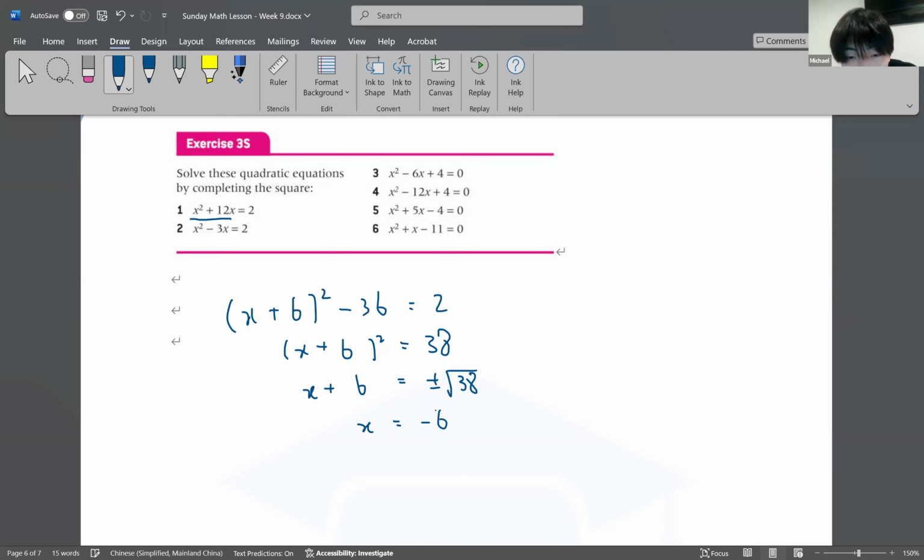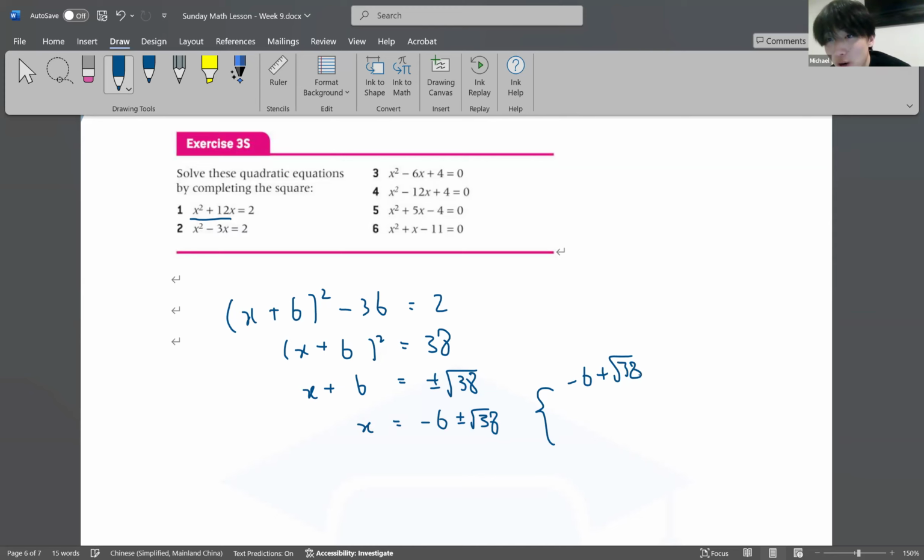We tend to write minus 6 in front of the plus or minus. This is a habit. We like to write the plus or minus after that, but it doesn't really matter. Even if you write minus 6 after plus minus, fine. That's the solution. That stands for two solutions: minus 6 plus square root 38, and minus 6 minus square root 38.